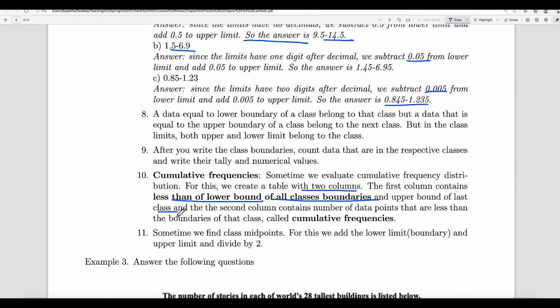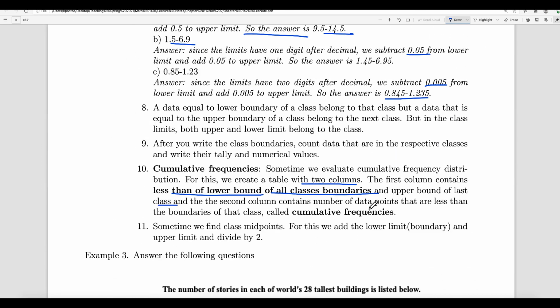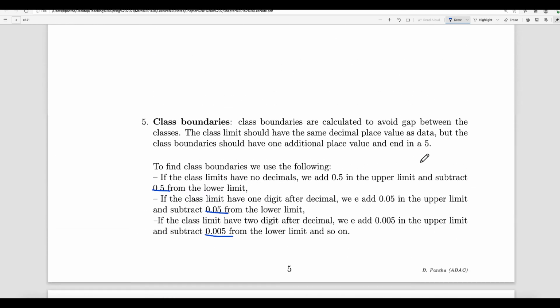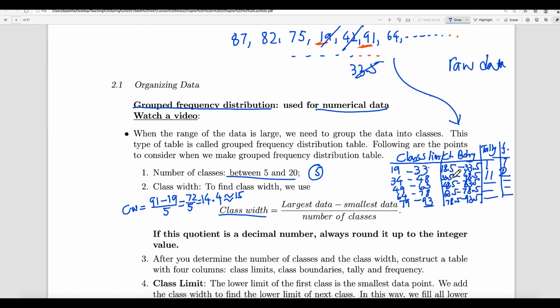The second column contains the number of data points that are less than the boundaries of the class, called cumulative frequency. For example, in this example, if you want to find the cumulative frequency distribution table, you will need 2 columns. One is less than and the other is the cumulative frequency. We denote it by CF. What is the lower boundary of the first class in our table here? I'm sorry, not lower limit, the lower boundary of the first class is 18.5.